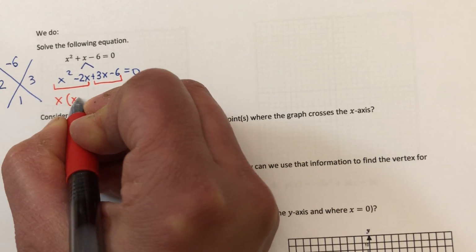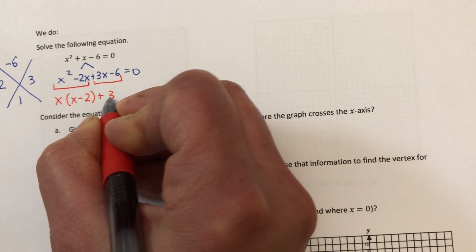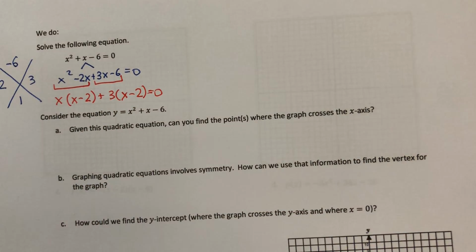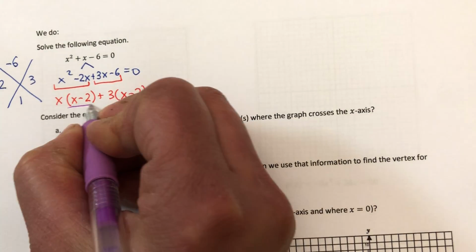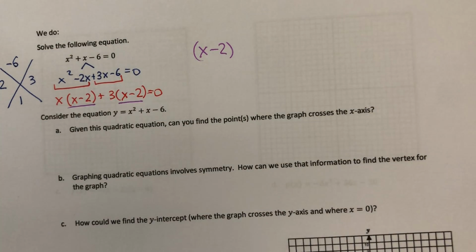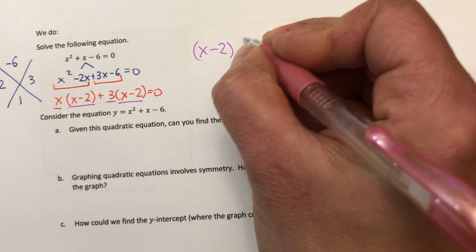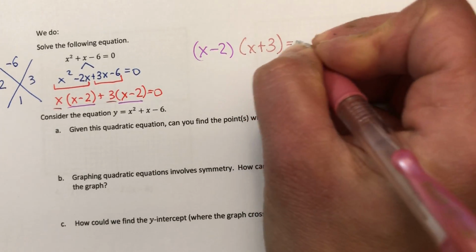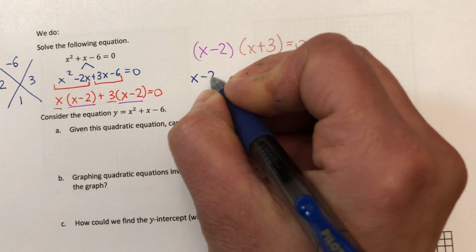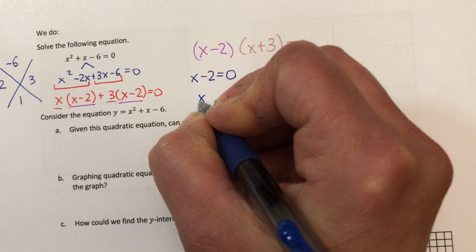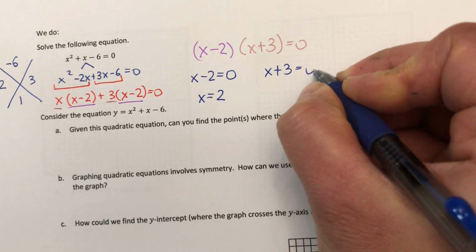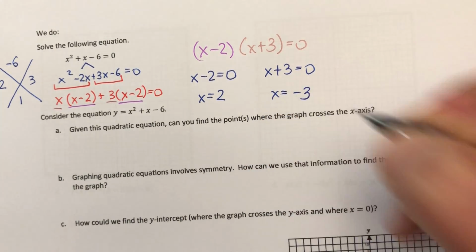Take x out of the first two terms, take 3 out of the second two terms, and look at this again, as always, how convenient. Because this worked, I can now take x minus 2 out, and let's see what's left. x plus 3. Now we are going to use the zero product property. I can take x minus 2, make it equal to 0, so x is equal to 2, and I can do the same thing with the x plus 3, so x is going to be equivalent to -3.